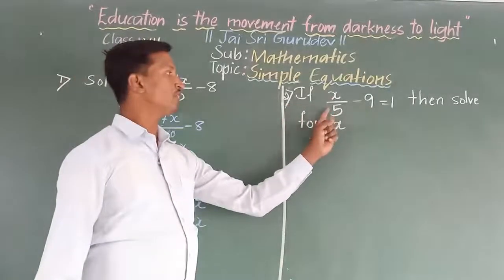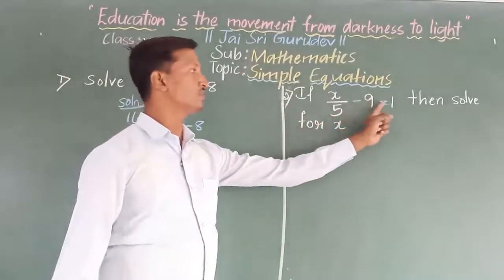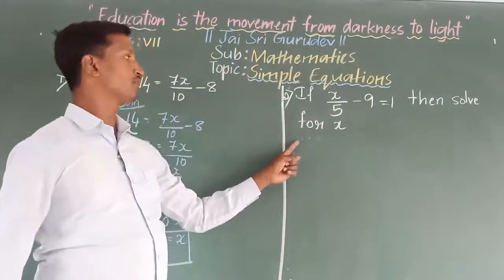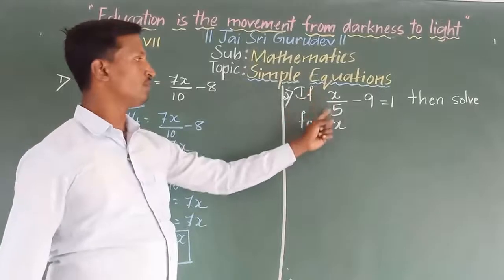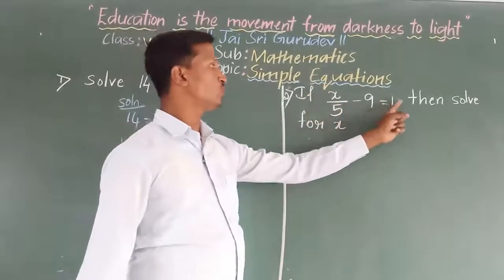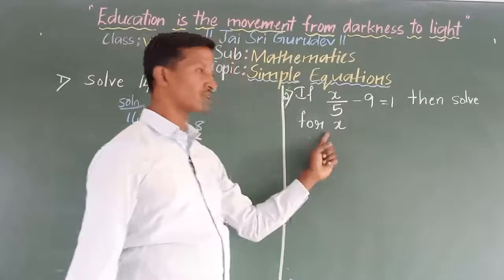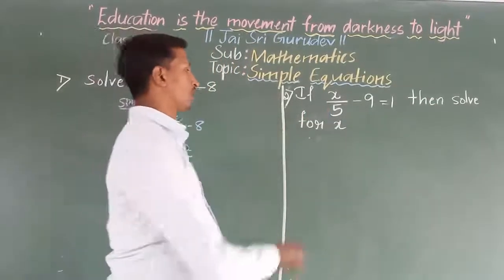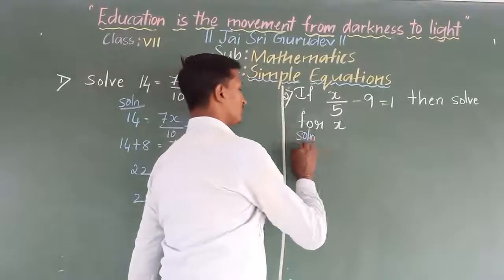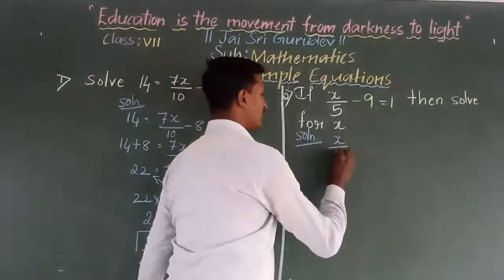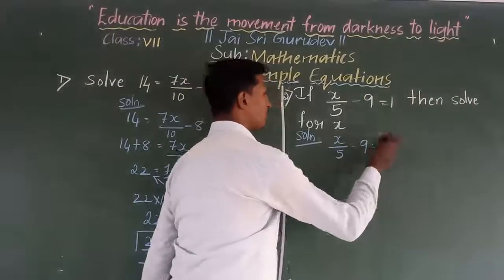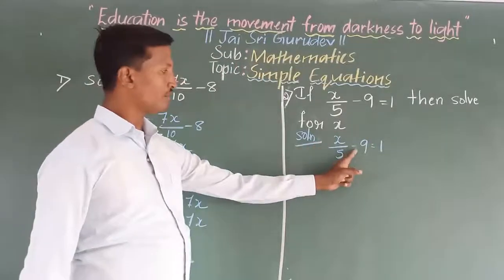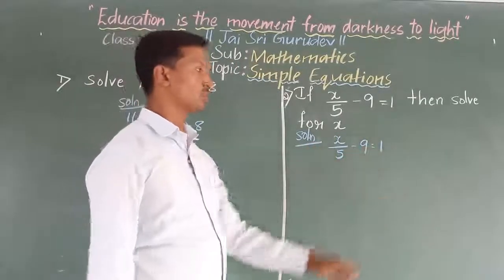If x/5 - 9 = 1, then solve for x. Listen here, they have given the problem: if x/5 - 9 = 1, then solve for x. By using this, we need to find the value of x. Let us find the solution. x/5 - 9 = 1. Now we need the value of x, so I will shift minus 9 to RHS.